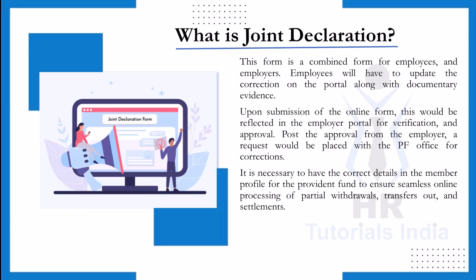Once the joint declaration is approved, then the request will be placed with the PF officer for corrections. Once the PF officer checks the documents uploaded by the employer and the employee, and if the corrections are matching with the document proofs, then it would be approved, which will in turn be reflected in the employee profile, wherein the details are corrected for the withdrawal, transfer or settlement of Provident Fund. So this is how the joint declaration is helpful for the employee to make corrections in their profile for future benefits, that is withdrawal or transfer or settlement of PF.